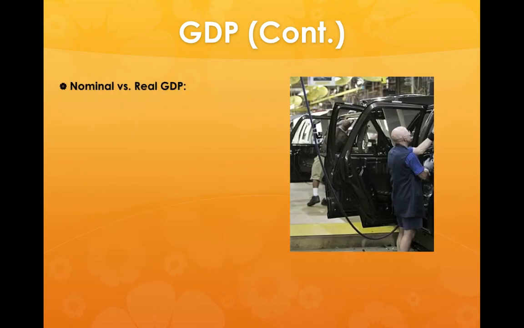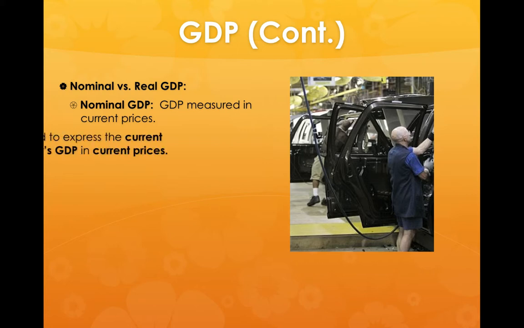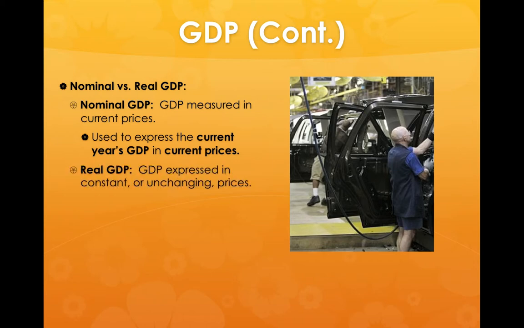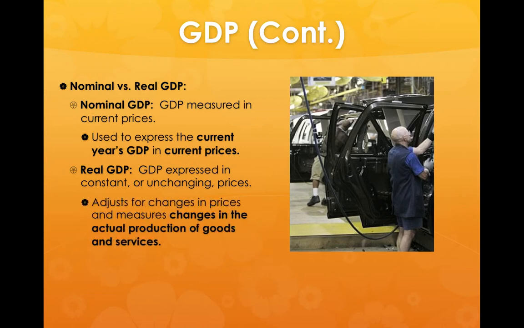Nominal versus real GDP. Nominal GDP is GDP measured in current prices. This is used to express the current year's GDP in current prices. Real GDP is GDP expressed in constant or unchanging prices. And this adjusts for changes in prices and measures changes in the actual production of goods and services.